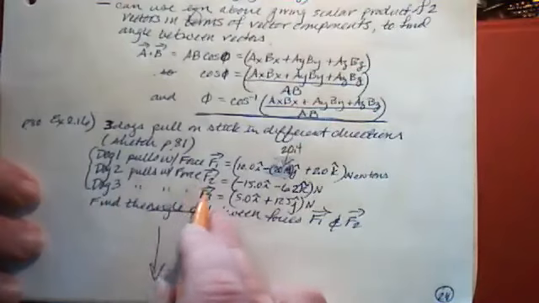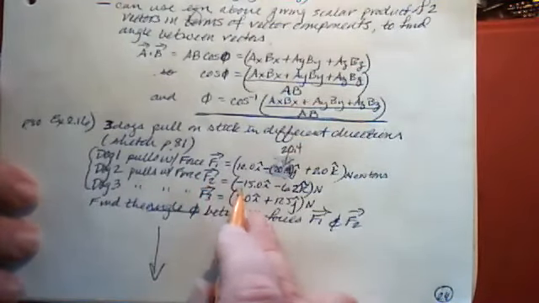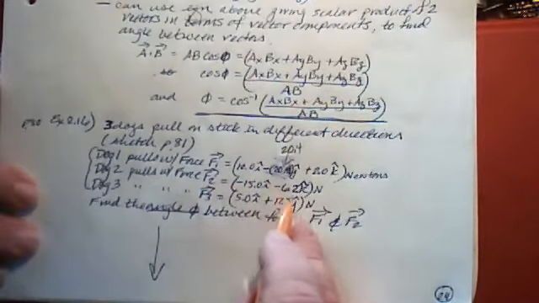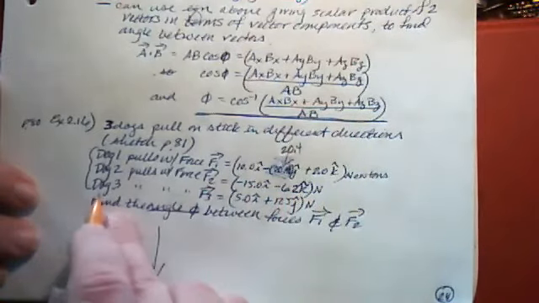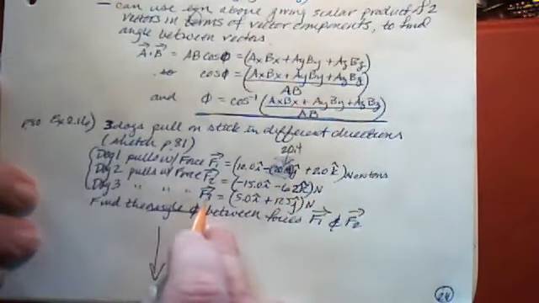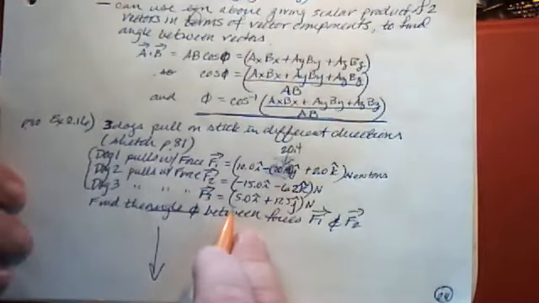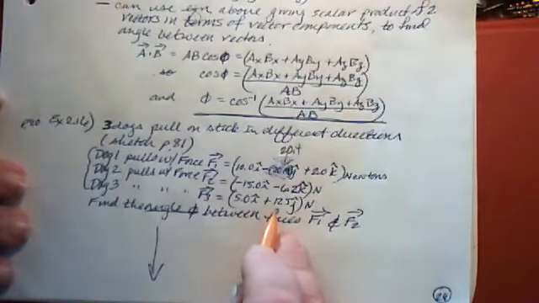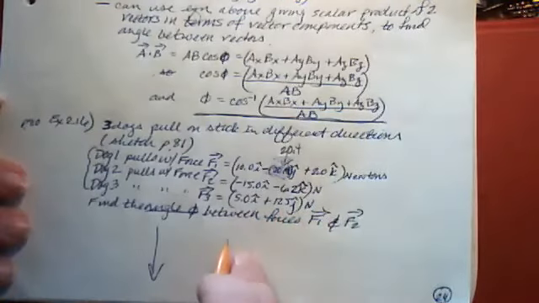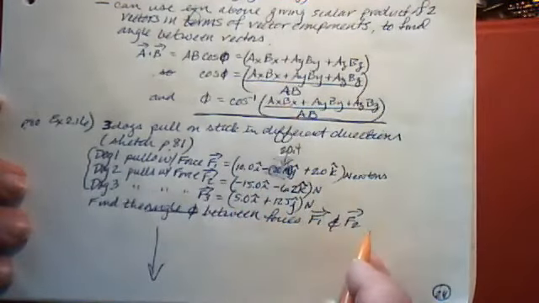Dog 2 pulls with a force of F2, and that has an equation of negative 15i minus 6.2k newtons again. And dog 3 pulls with force F3, because we just have no creativity at all. That equation would be 5i plus 12.5j newtons. So these are the equations for the 3 forces, and we want to find the angle between forces F1 and F2.